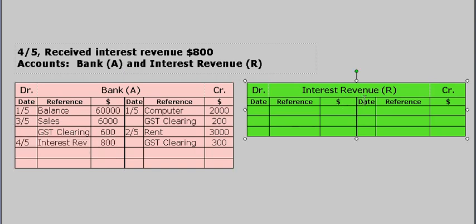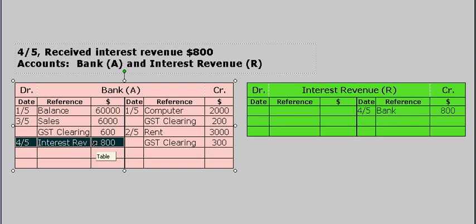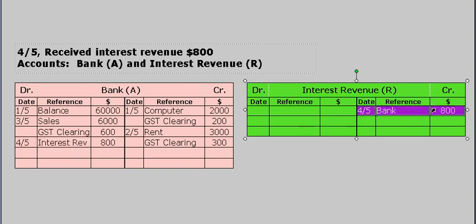And interest revenue is a revenue, and to increase revenue accounts, the double entry accounting rules say you make a credit entry, so we write bank and here $800. So the value of the debit, $800, equals the value of the credit, $800.